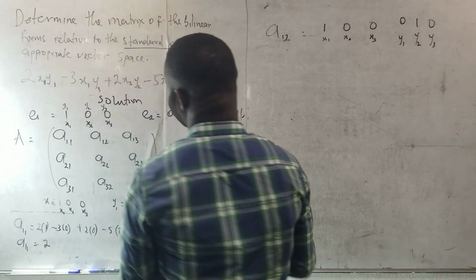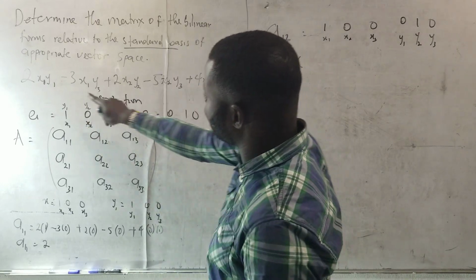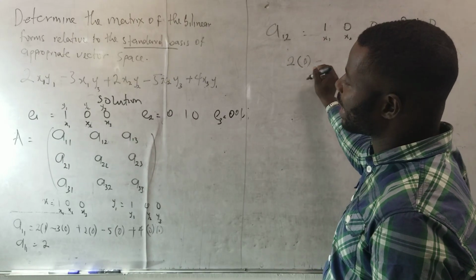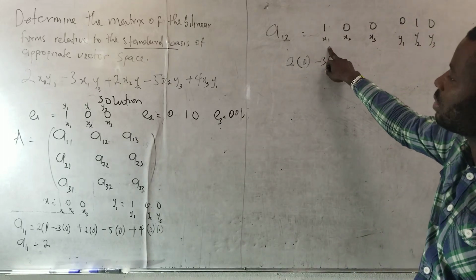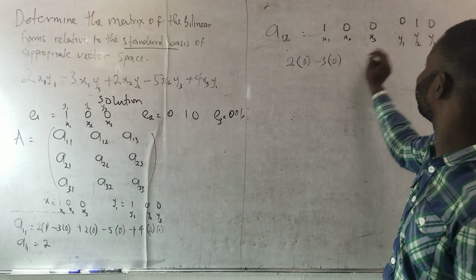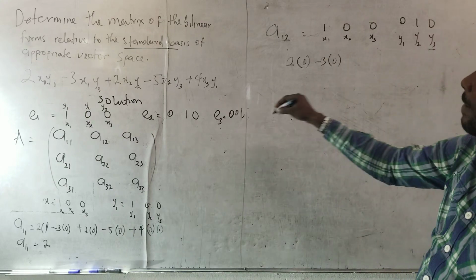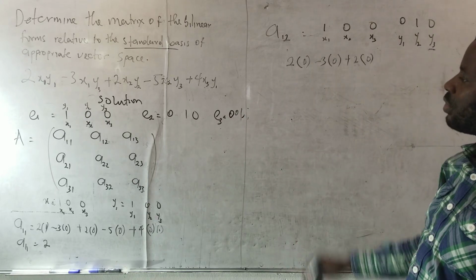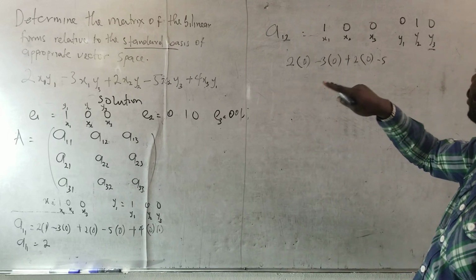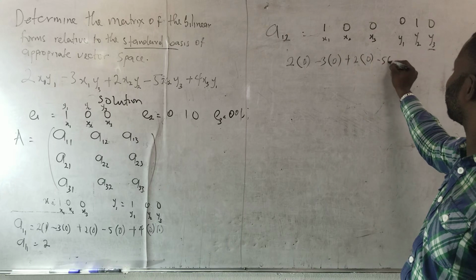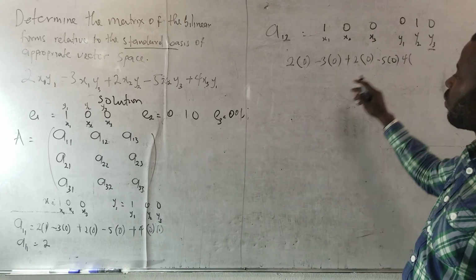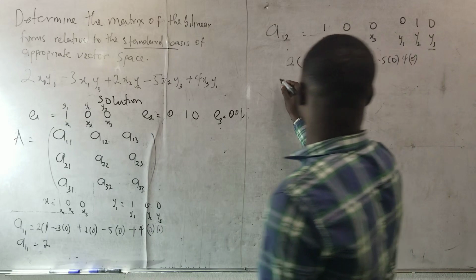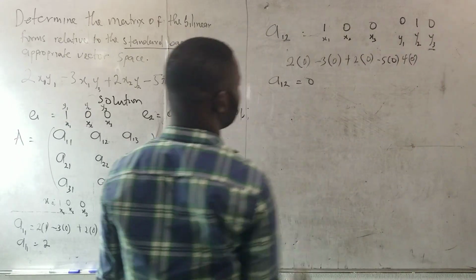Now on my A12, we have the function of 2 bracket of x1, y1. It will be 1, that will be 0, minus 3 bracket of x1, y3. It will be 0. y3 is always 0. And plus the next one, 2 bracket of x2 is 0. I don't need to stress myself. Minus 5 bracket of x2, y3, that will be 0 also, and 4 bracket of x3, which is 0 and 0. Now everything becomes 0, it means A12 will be equal to 0.